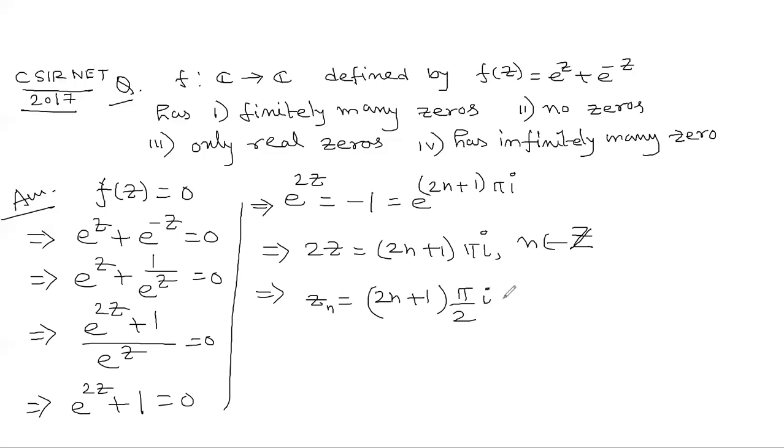So these are the zeros of the function where n equal to 0, plus minus 1, plus minus 2. So these are the zeros. Here you can see we have infinitely many zeros. So what are those zeros? For n equal to 0, it is pi by 2 i. For each of these values of n we will get a 0 of the function f. So the fourth option is correct. So the function f(z) has infinitely many zeros.